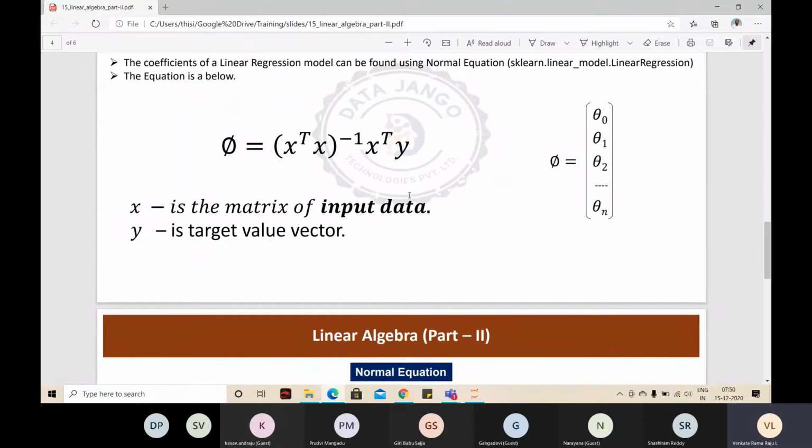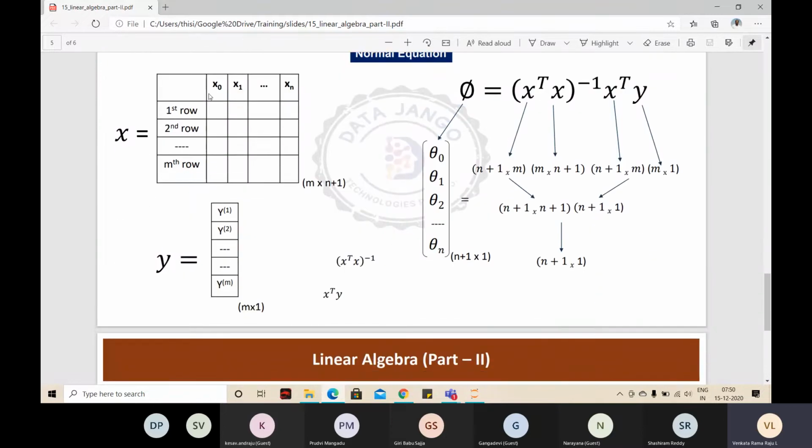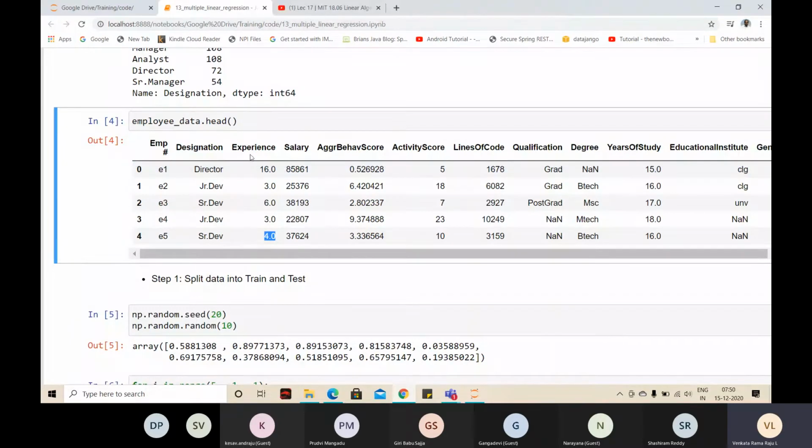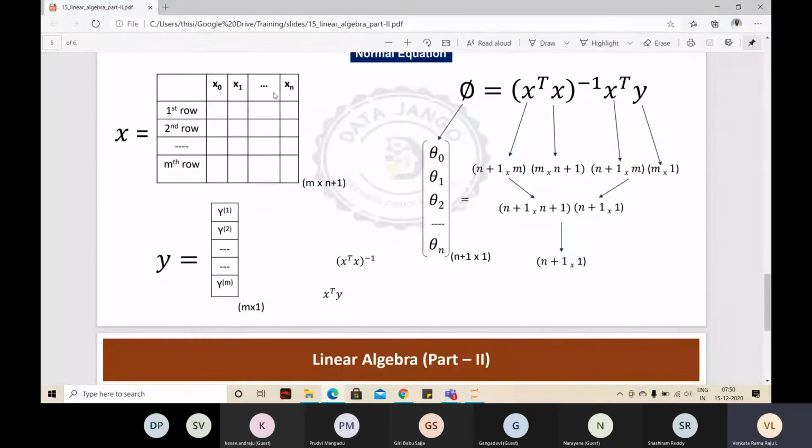So how exactly does it work? Let us see. All your input is like this: row 1, row 2, row 3, and so on, up to the mth row. In our employee dataset, there are 32 records, 32 rows, and you take all these features: designation, experience, average behavior, activity score, lines of code, as X1 till Xn, and salary as y. Y also has 1 to m. When you substitute these values into this equation, the dimensionality of this matrix is m by n plus 1.